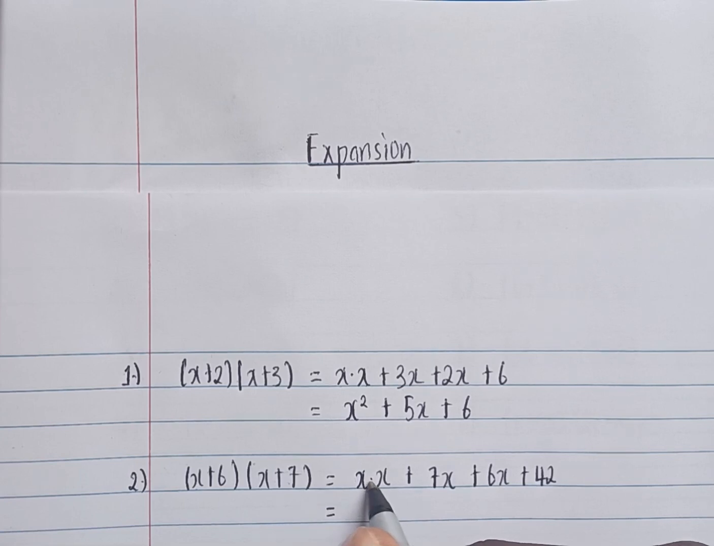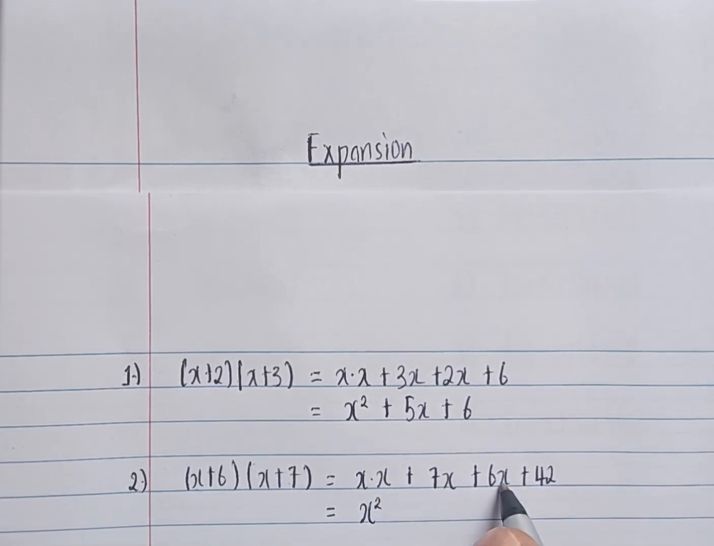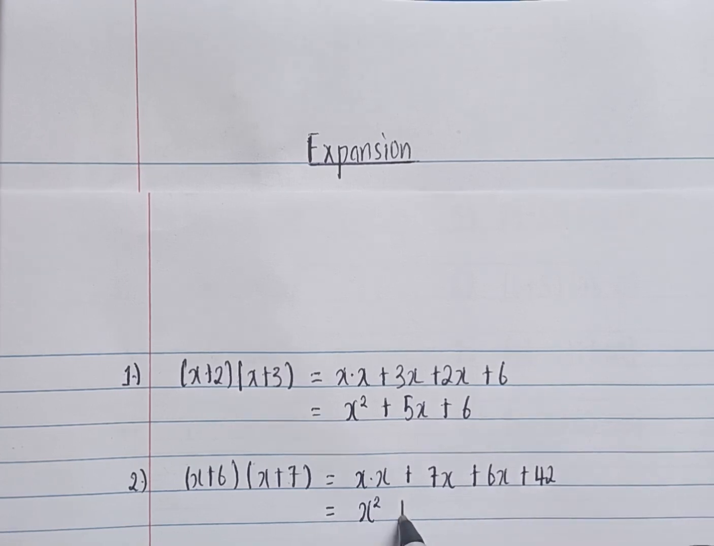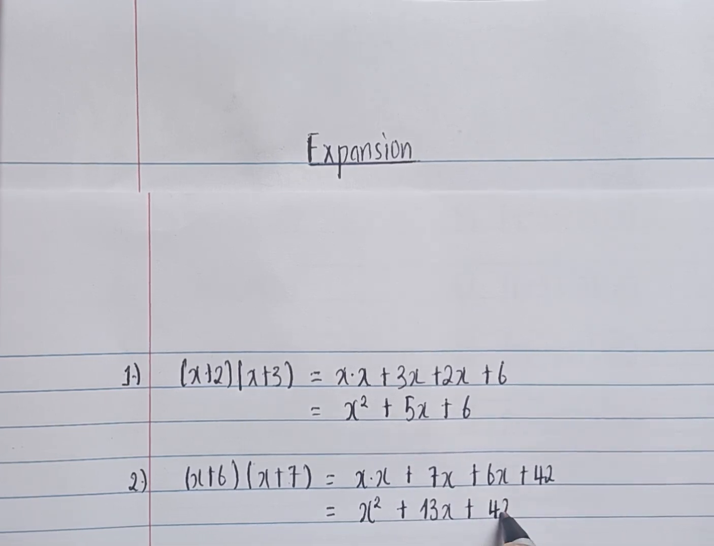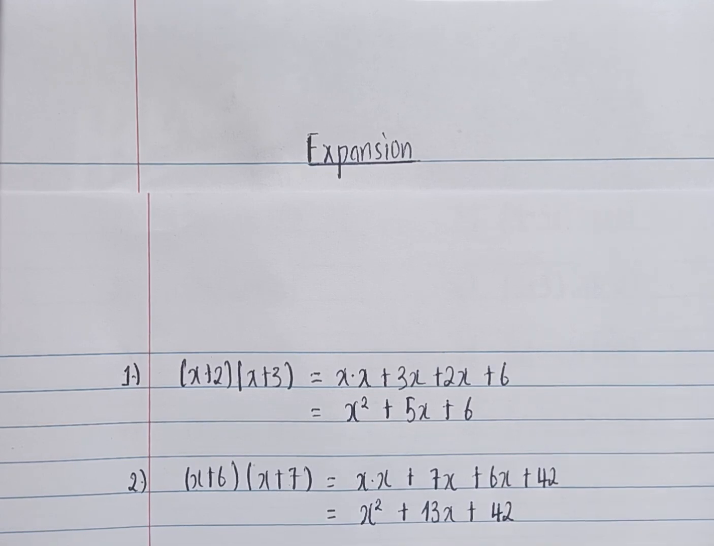So this gives x times x is x squared. We see that we have like terms, 7x and 6x. 7 plus 6 is 13. So we have 13x, they are like terms, so it's x squared plus 13x plus the remaining 42. So we're left with unlike terms which can't be evaluated.